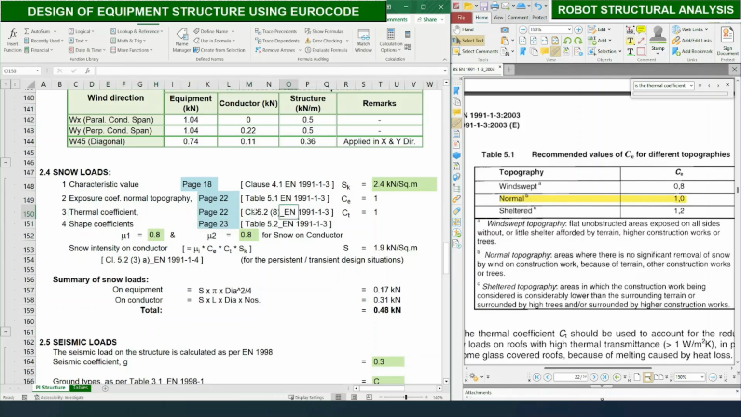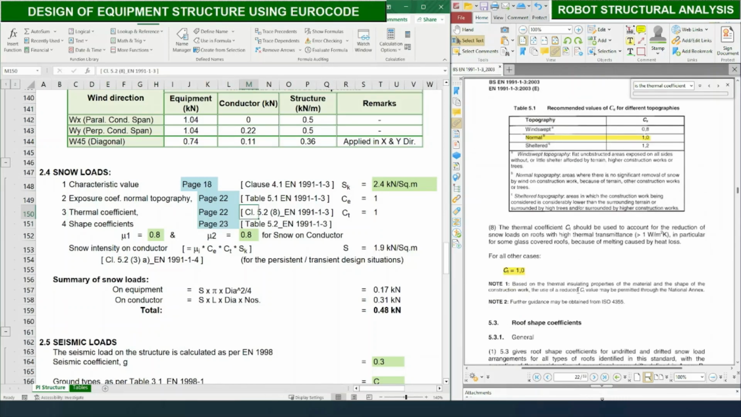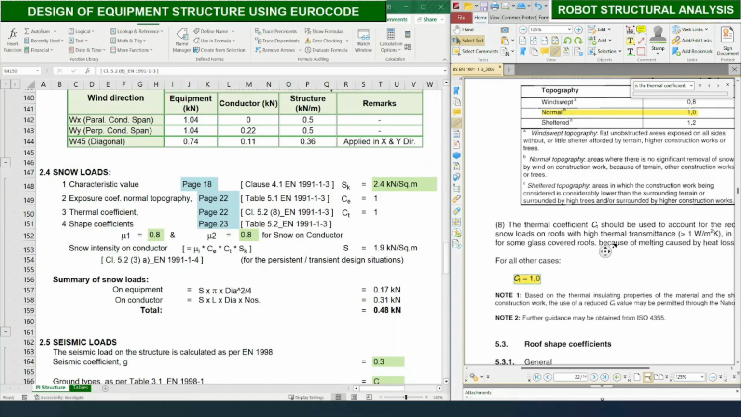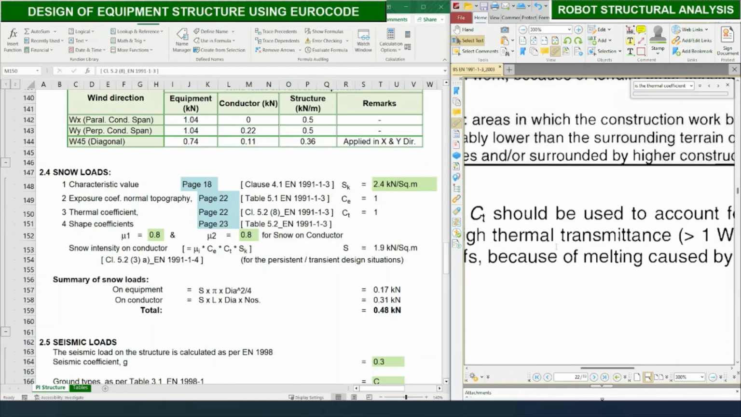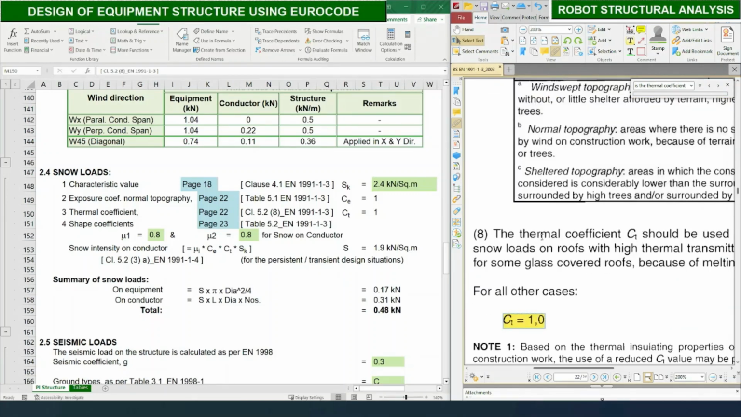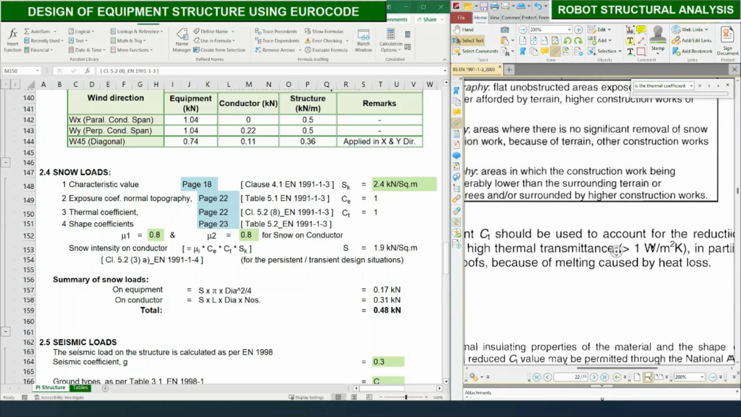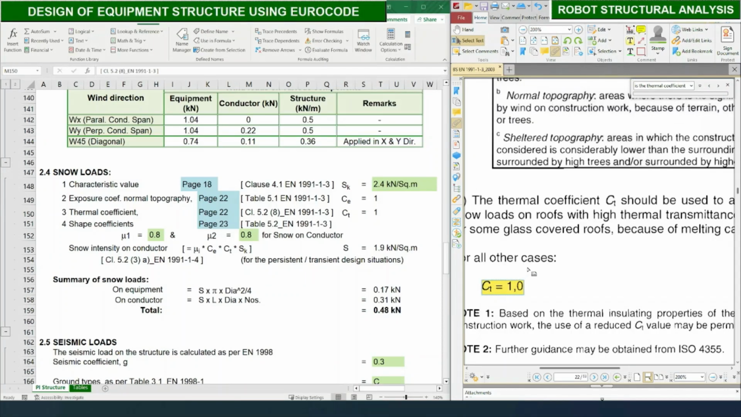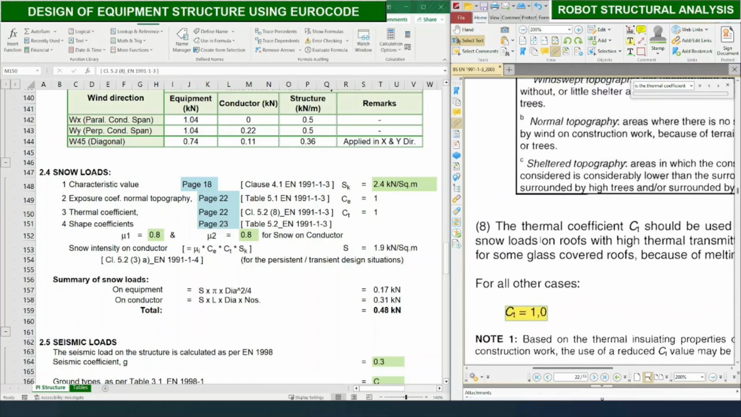Thermal coefficient, also on page number 22: here you can see the thermal coefficient value CT equal to 1. This value will vary according to the thermal transmittance. In case of building structures, suppose the roof is insulated with thermal insulation materials, then this factor 1 will get reduced, and the thermal coefficient is calculated accordingly. But in our equipment support structure design, we can consider CT equal to 1.